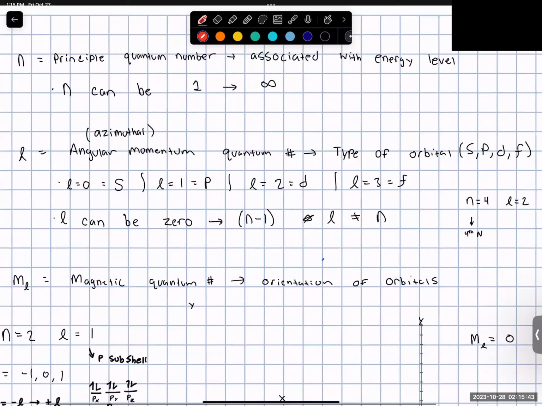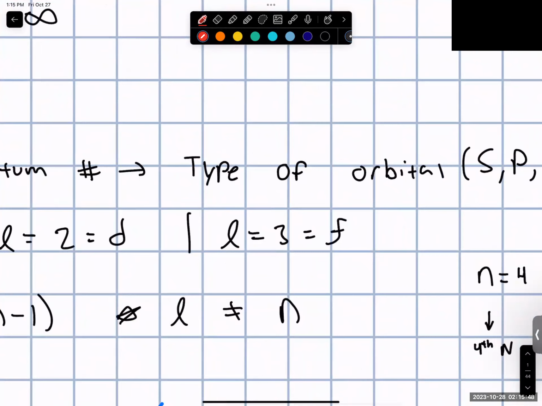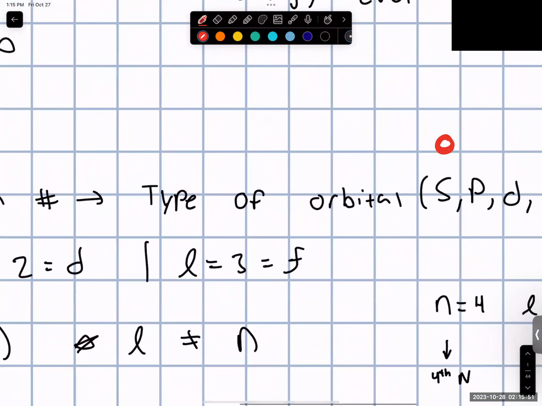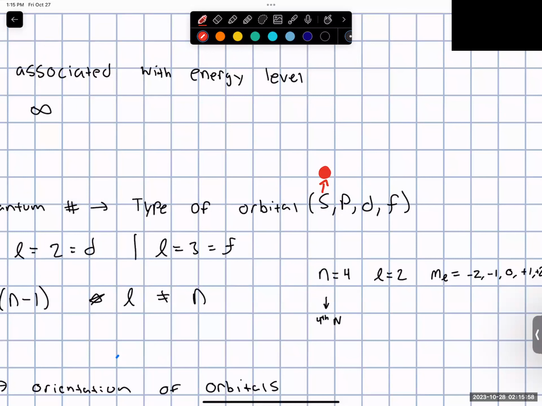An s orbital is in the shape of a sphere. It'll look something like this. This is an s orbital. S for sphere, remember it. A p orbital looks like this. It's kind of like a dumbbell. People call it a dumbbell, but you can remember it like p for pump, because to get a pump in, you lift dumbbells. D orbital: this one's kind of like a flower.